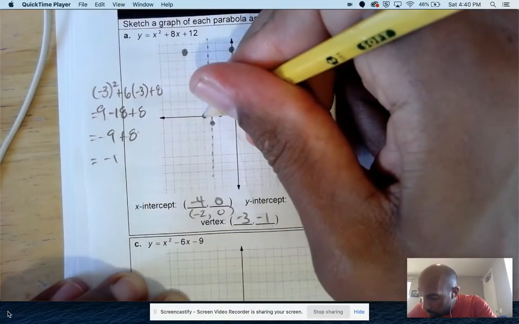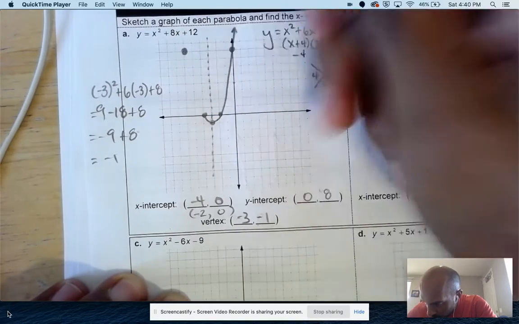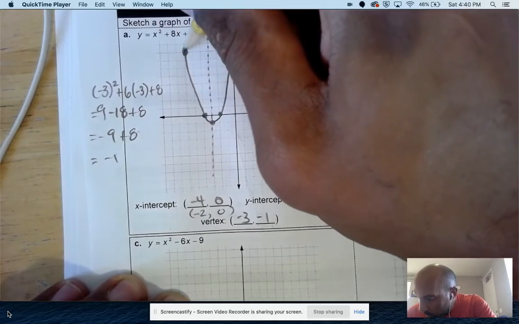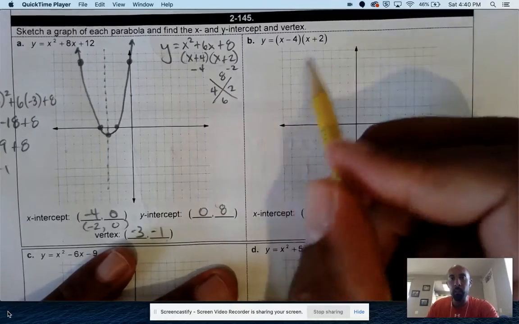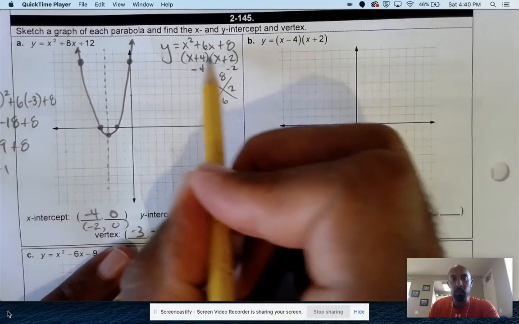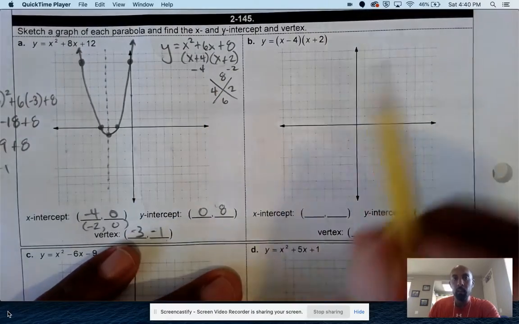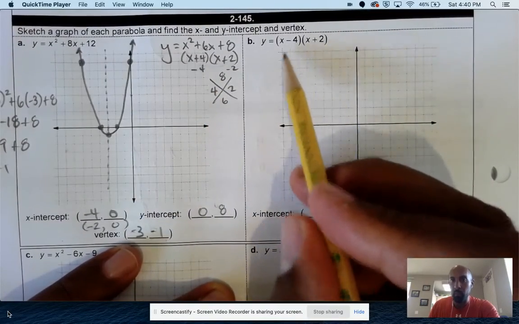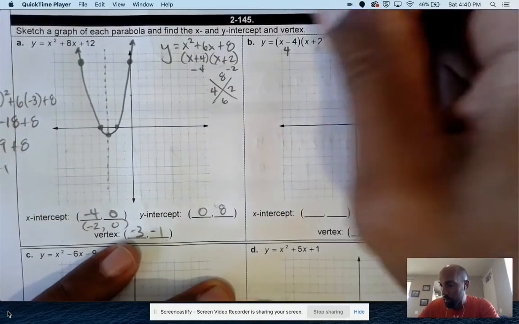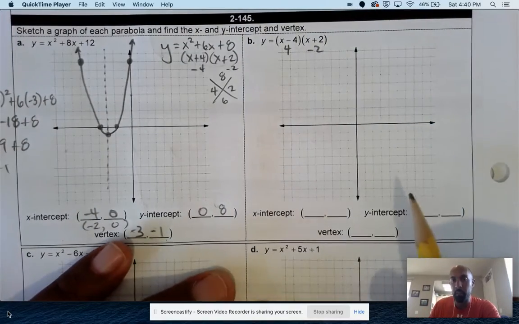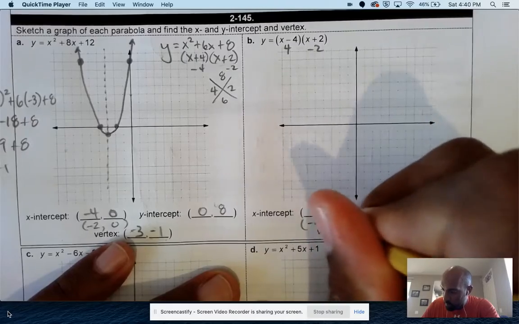Okay, and then I can complete the graph. Make a little curve down here, slope it up to the right, slope it up to the left, and there you go. Okay, so now with this one, again, it's already in a factored form, so I don't have to factor. I can just find the x-intercepts right away. The only thing we don't have is the y-intercept. So the easy thing we can find here is the x-intercepts. And remember, zero product property, so take the opposite. So we have +4, 0, and -2, 0.